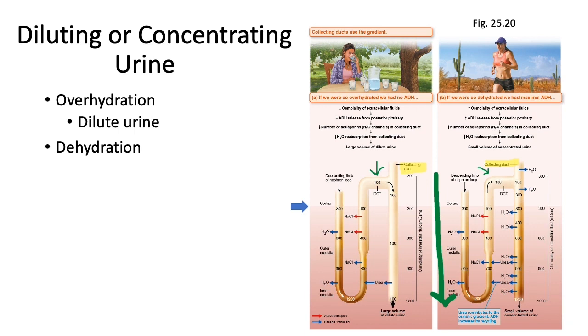ADH, remember, stimulates the principal cells in the collecting ducts to express aquaporins. The greater the amount of ADH released, the greater the number of aquaporins expressed. Water then will leave through the aquaporins by osmosis, therefore water reabsorption in the collecting duct increases. As water leaves the collecting duct, the urine becomes more concentrated and urine output decreases.